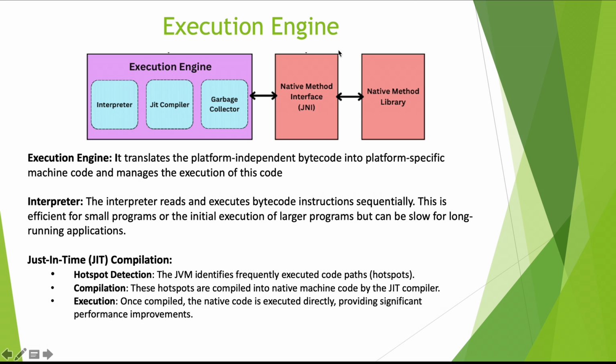Then we have the garbage collector. The garbage collector is used to destroy unreferenced objects present in the heap area. Whenever the use of an object is done and it has no use in our program, the garbage collector will identify this unreferenced object and destroy it. Then we have the native method interface and native method library. The native method interface is the connectivity to the native method library, which is used to convert our bytecode into machine understandable code.